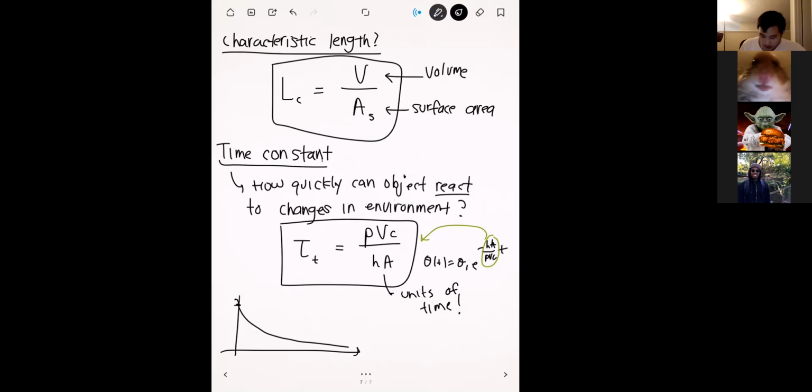Okay. All right, so let's do an example. Do you guys know what a thermocouple is?